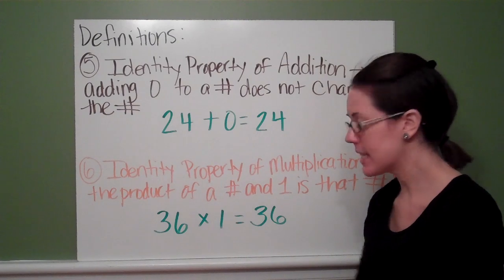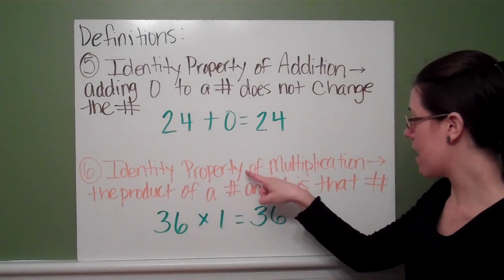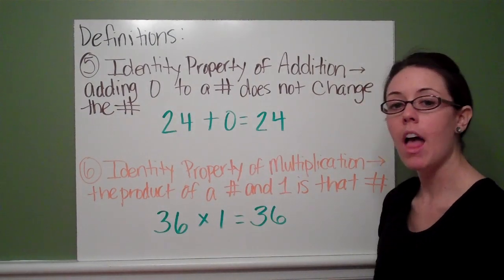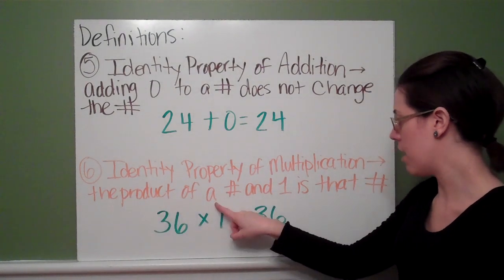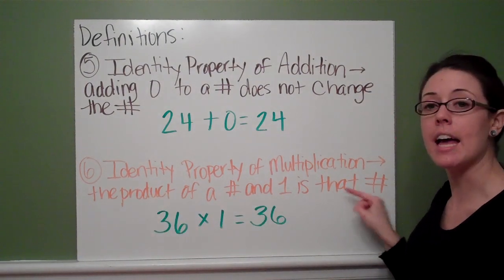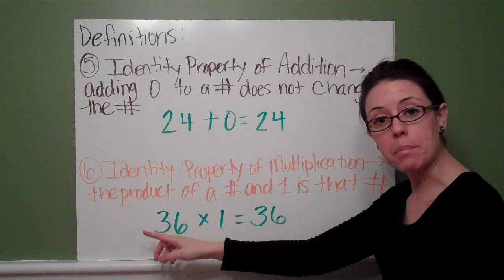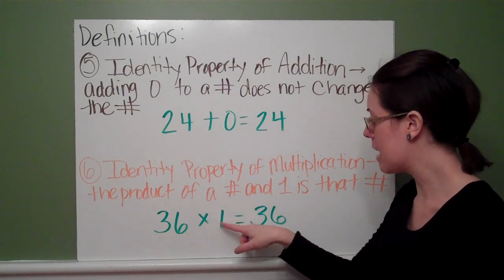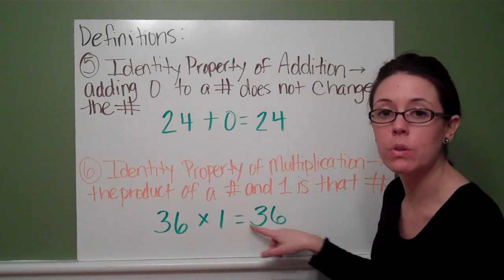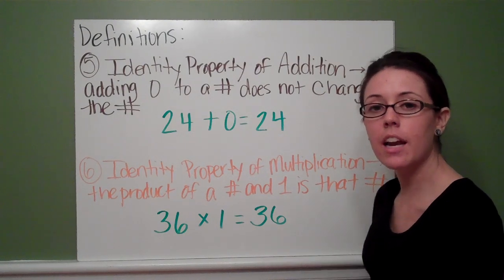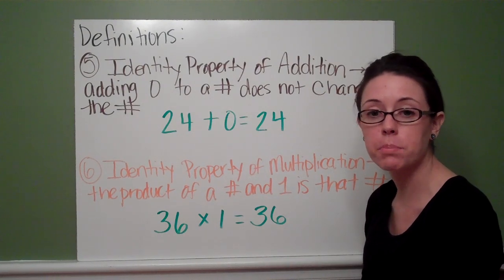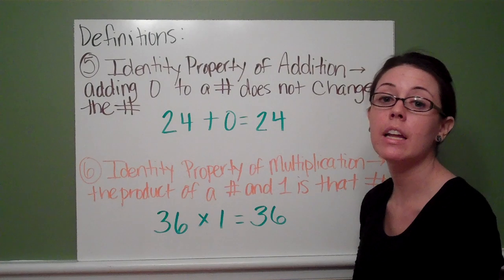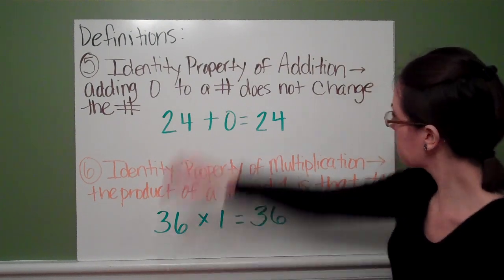Definition number 6. Identity property of multiplication. The product of a number and 1 is that number. Example, 36 times 1 is equal to 36. In other words, any number you multiply times 1, you will get the number you multiplied by.